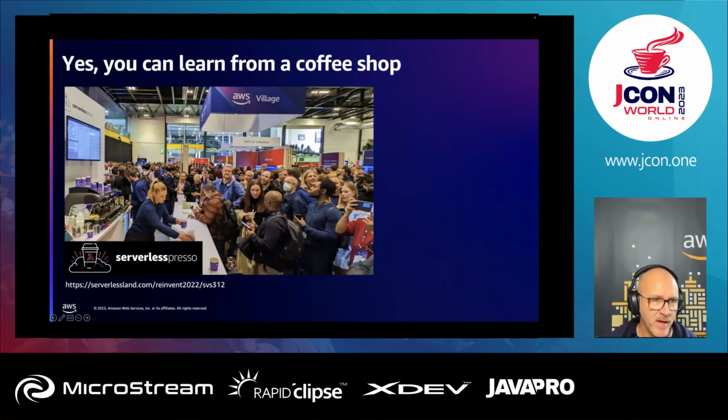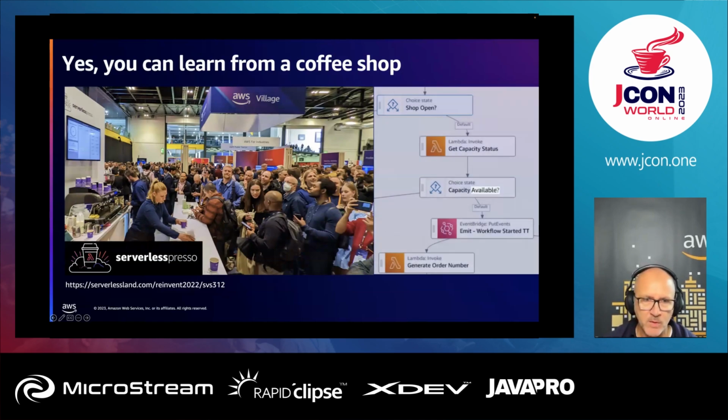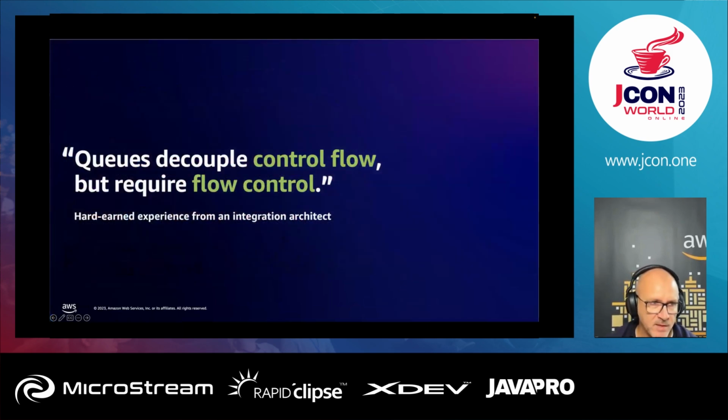This time not Starbucks, but at our AWS customer conference, AWS re:Invent last year, where we also had a virtual coffee shop with serverless technology that also illustrates the idea of back pressure quite nicely, with a state machine that takes care of the orchestration of the particular steps. And then there's one step in the middle, capacity available. If that is the case, yes, then we can continue. If not, then there is back pressure, and customers will be throttled a few seconds from ordering more coffee. Okay, so the insight here: queues decouple control flow, but they require flow control.